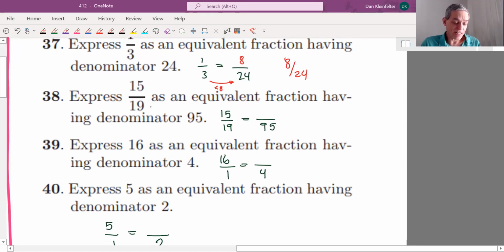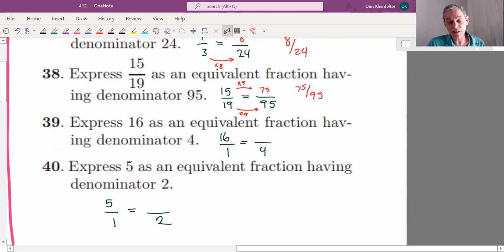Next, we have 15/19ths. 15/19ths, we saw that 19 goes into 95 5 times. And so 15 times 5 will be 75. 75/95ths is our final answer.